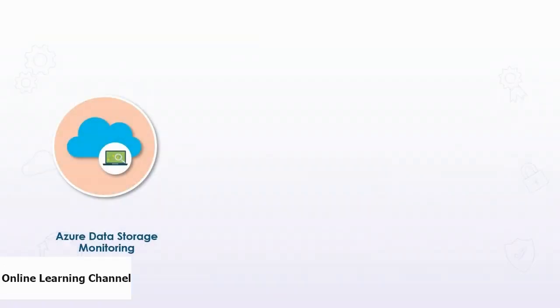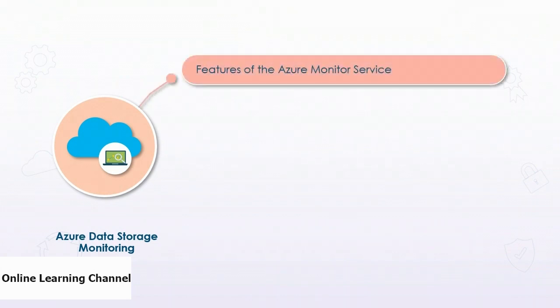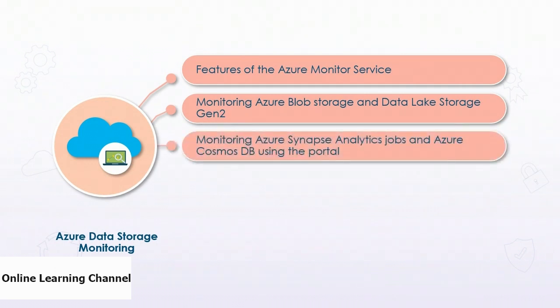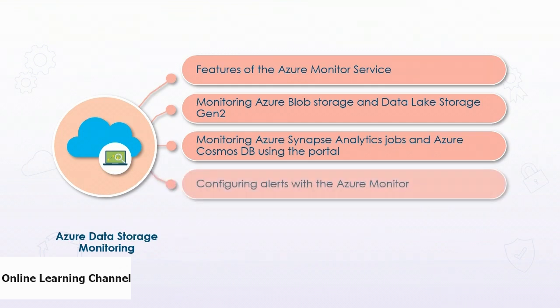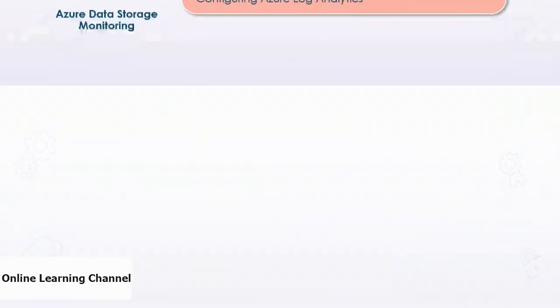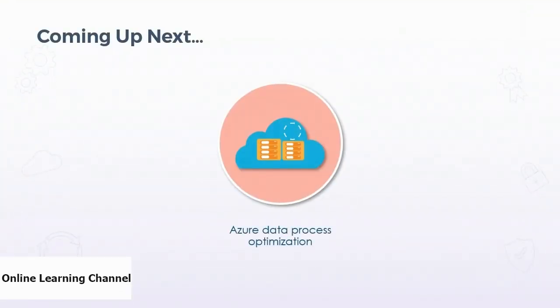So in this course, we've examined the Azure Monitor service, and we did this by exploring features of the Azure Monitor service, monitoring Azure Blob Storage and Data Lake Storage Gen 2, monitoring Azure Synapse Analytics jobs in Azure Cosmos DB using the portal, configuring the Azure Monitor, and configuring Azure Log Analytics alerts. In our next course, we'll move on to examine Azure Data Process Optimization.